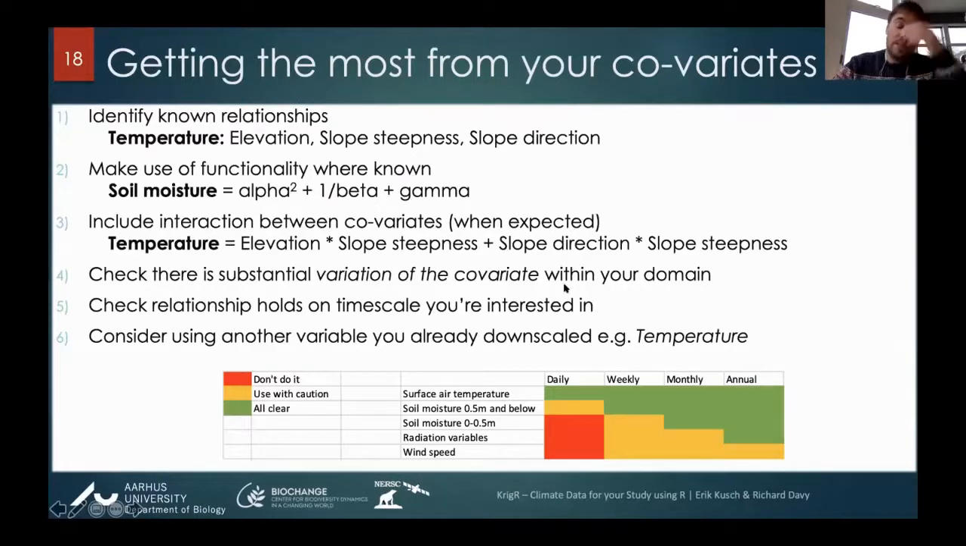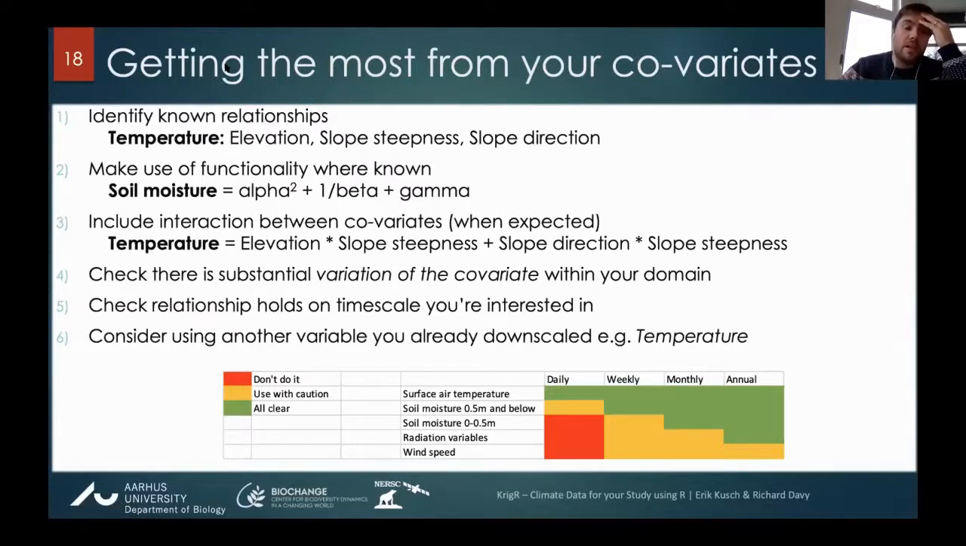And this depends a lot upon what domain you're interested in. In order for your covariate to have any kind of explanatory power, it should of course have some substantial variation across the domain you're interested in, because if it doesn't, it won't help you constrain the problem. And importantly, you should also make sure that the relationship you're thinking about holds on the timescale you're interested in.